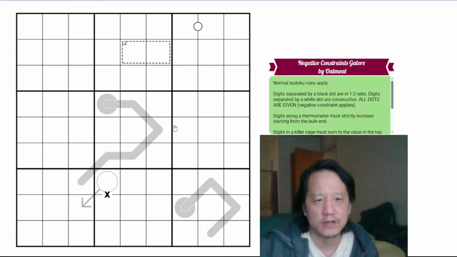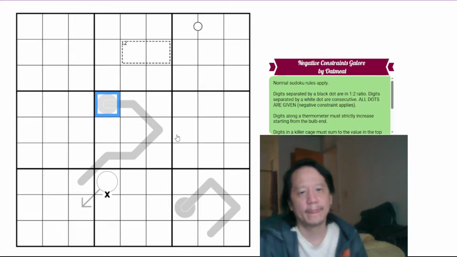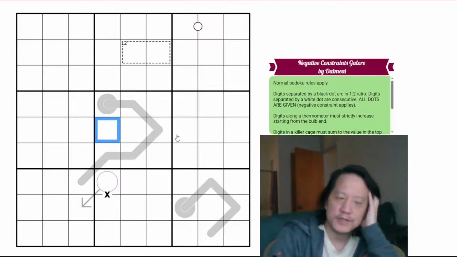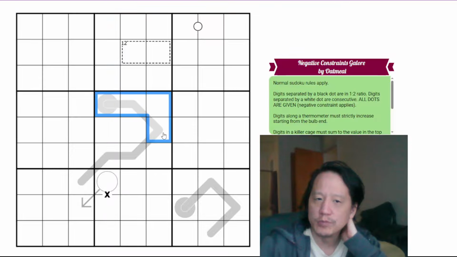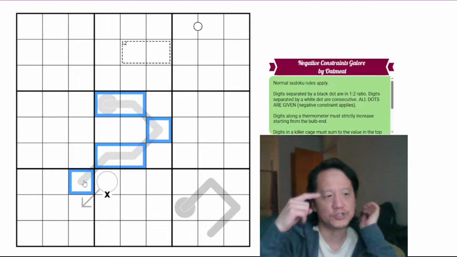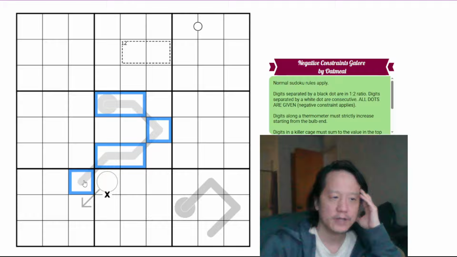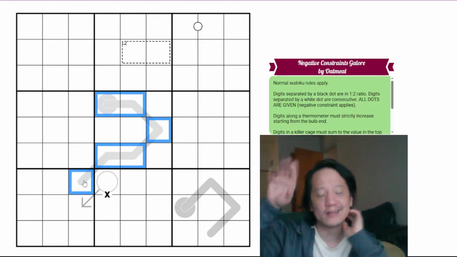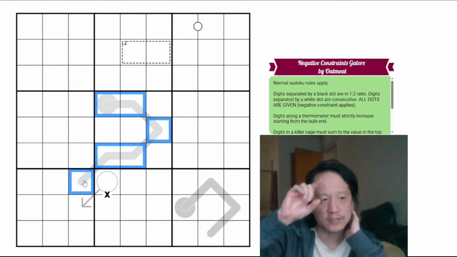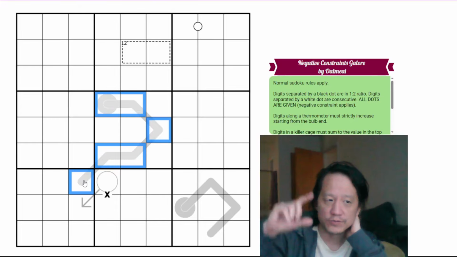Let's go. Okay. Let's look at the long thermometer, since that gives us the most information. What I like doing for long thermometers is looking at the bulb, looking at the lowest digit possible, and going along all the way to the tip, looking at the lowest digit possible along each cell. Then I like looking at the tip, going from the tip to the bulb, looking at the largest digit possible, and then restricting the digits in the cells for those digits.